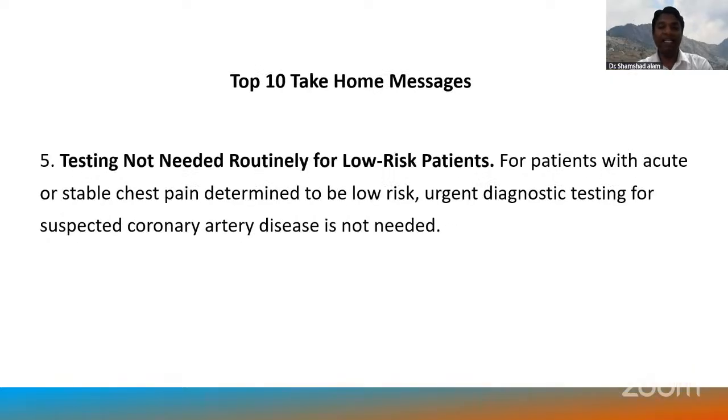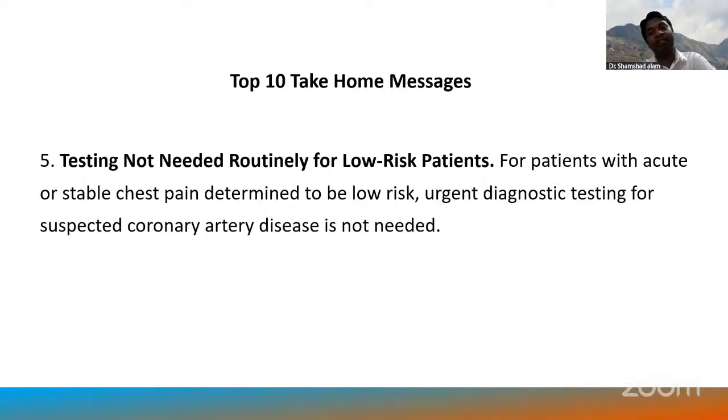Now, the T of chest stands for testing is not needed routinely for low risk patients. Whenever we see patients of suspected coronary artery disease, we have to stratify our patients into a low risk group, intermediate risk group, and high risk group. Those patients in the high risk group need urgent diagnostic testing so that their treatment can be done as early as possible.